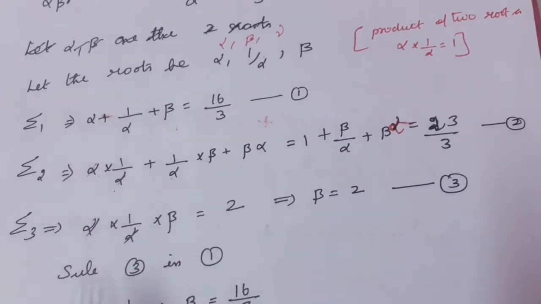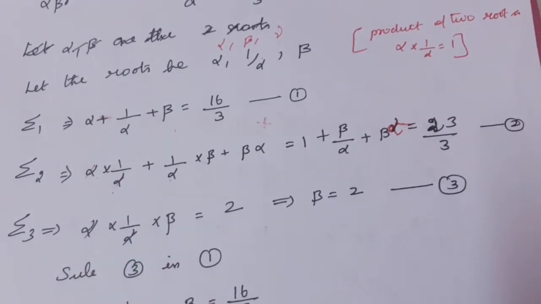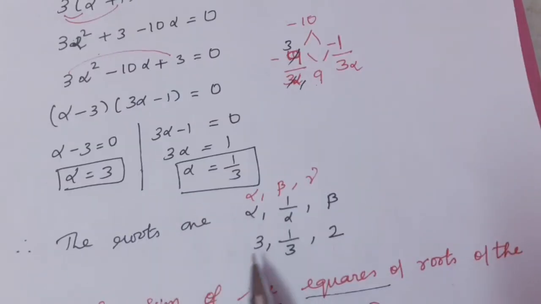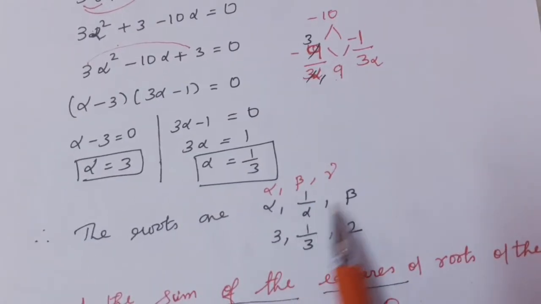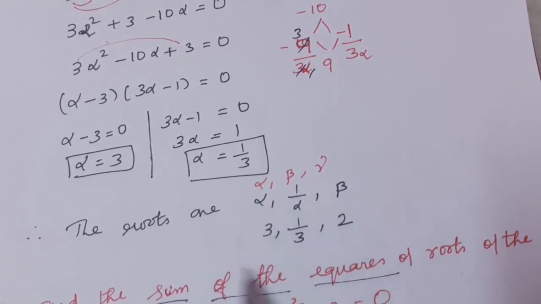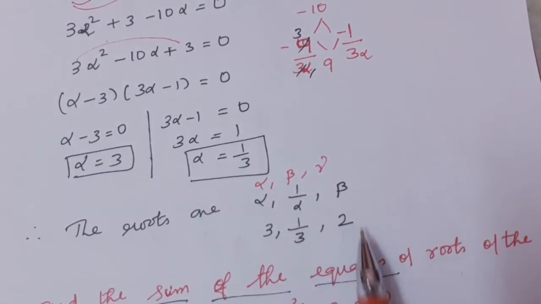Therefore, substituting beta in equation 1, we get the alpha value. After getting the alpha value, we substitute alpha equal to 3 and 1 by alpha equal to 1 by 3, and beta equal to 2. That is how we solve the equation. Therefore, the roots alpha comma 1 by alpha comma beta are 3 comma 1 by 3 comma 2. So the three roots are 3 comma 1 by 3 comma 2.